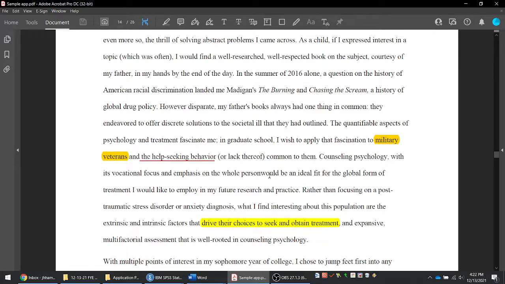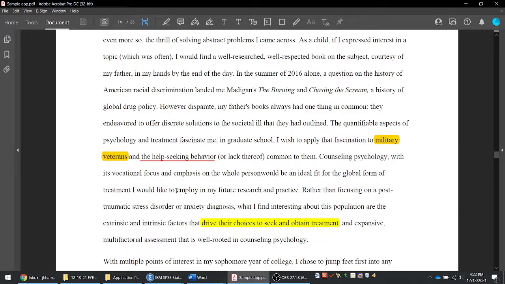Counseling psych with its vocational focus and emphasis on the whole personhood. Okay, so she's name dropping here that she knows something about the history and the background and the priorities of our specialty area of counseling psychology, right? She's done her homework a little bit. This is an accurate representation.